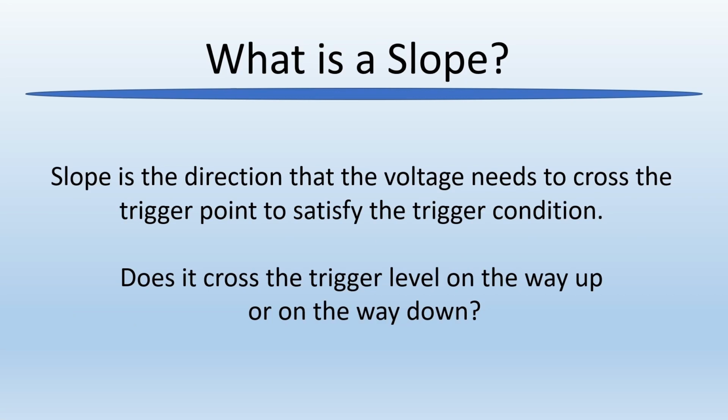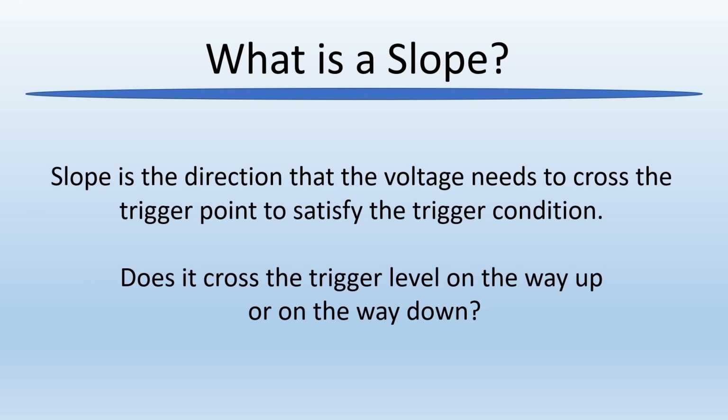Slope tells the scope which direction the signal needs to cross the trigger point before it starts to draw. We can have a rising or a positive slope, or we can have a falling or negative slope. And they're pretty self-explanatory. If we set the trigger to 4 volts, and we set a rising slope, then we're telling the scope to start drawing whenever the signal voltage moves from below 4 volts to above 4 volts. It won't care if the voltage goes the other way.